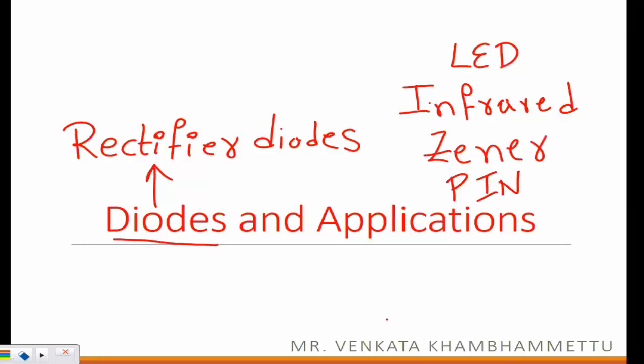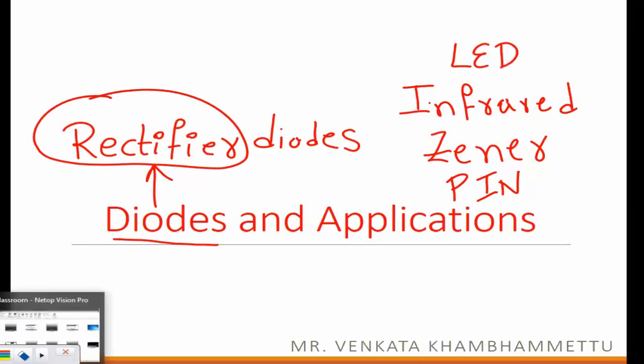Rectifying is an application. Remember AC to DC I mentioned before. One of the applications of the diodes is in power supplies, where you convert AC voltage to a DC voltage. That process is called rectification. That's why the name rectifier diodes, those diodes are used for that purpose.